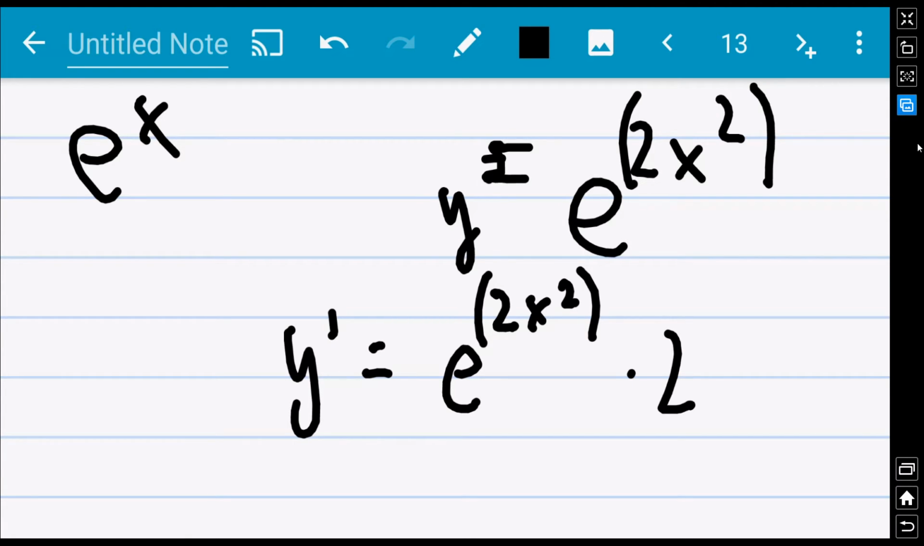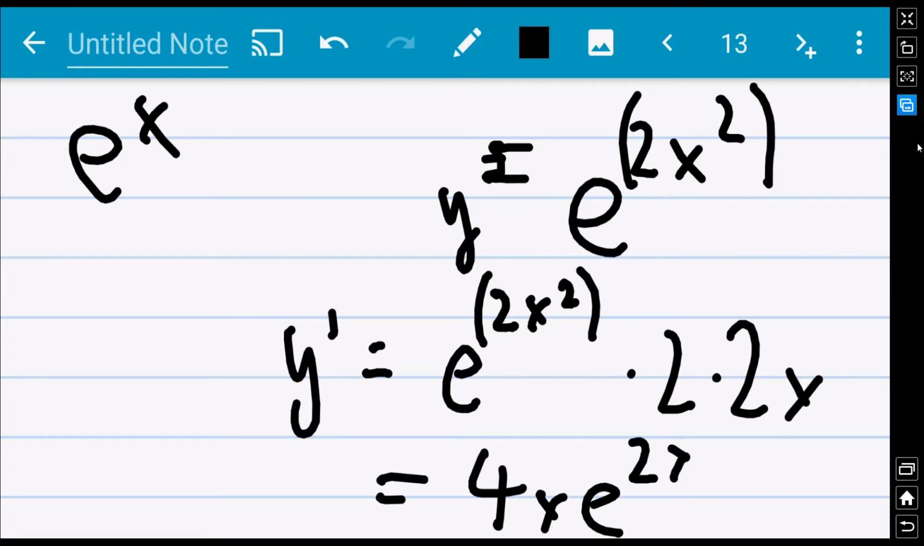And then what's the derivative of the exponent? So 2, and then it's going to be 2 times 2x, which is equal to 4x e to the 2x squared. Seems a little bit complicated, but it's not.